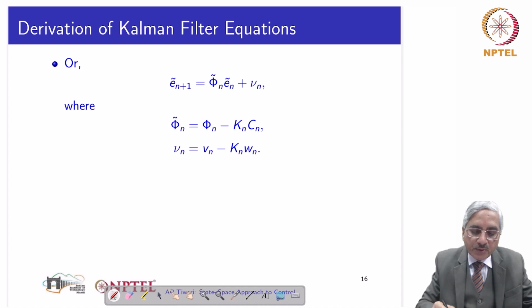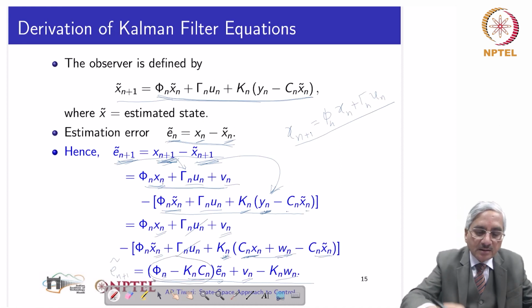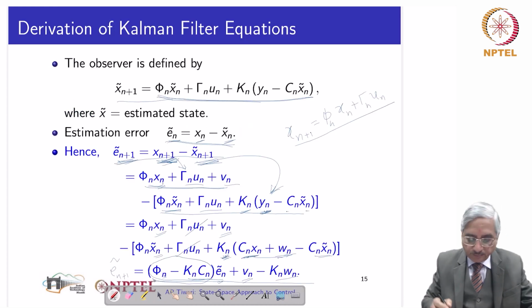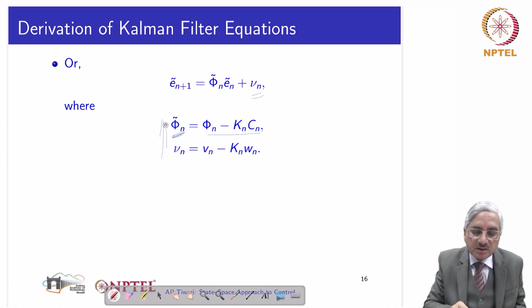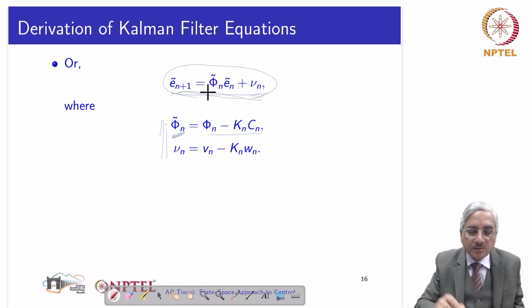And we introduce a notation phi n tilde equal to this. Here in the previous equation, this matrix we are denoting by phi n tilde, this one, and that other term, this one, we are denoting by nu n. So we introduce these two notations, and so we get the error described by this dynamical equation.